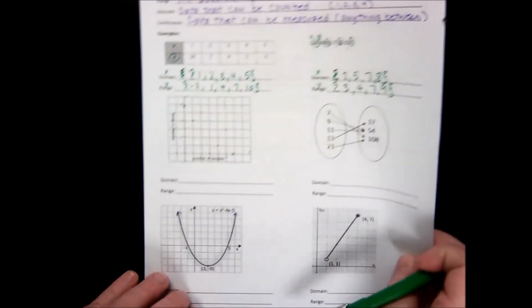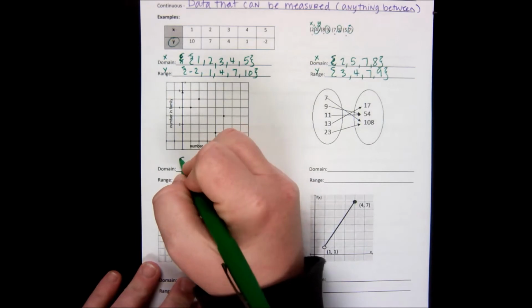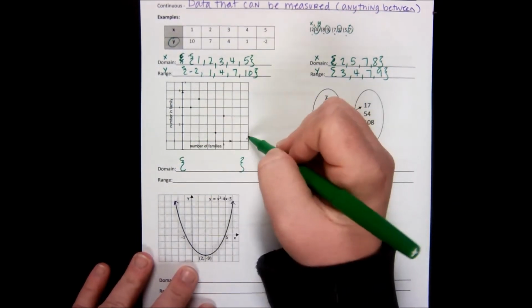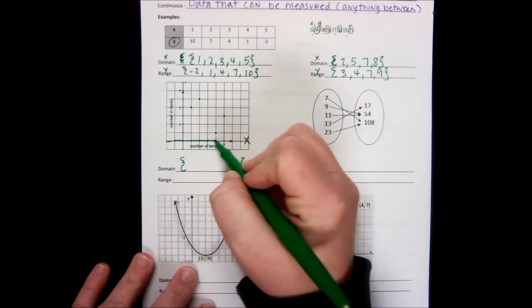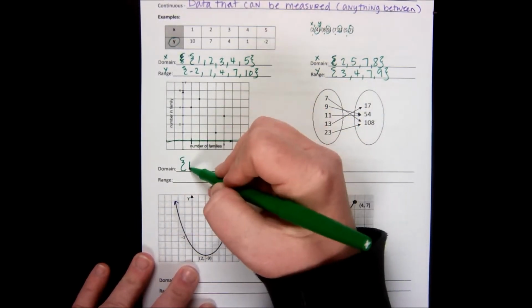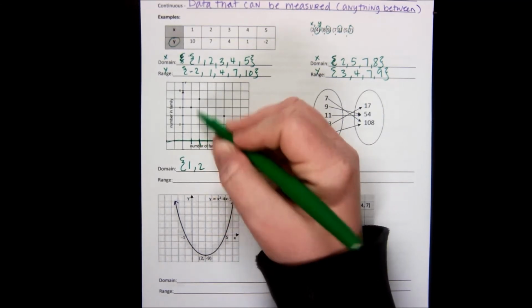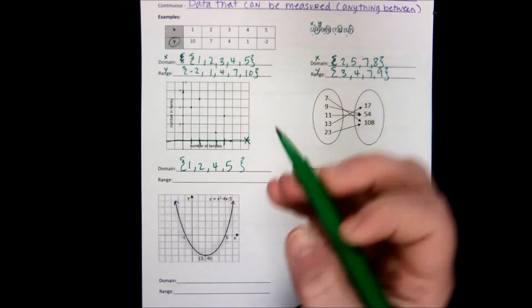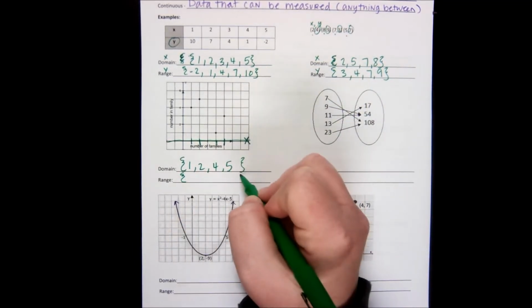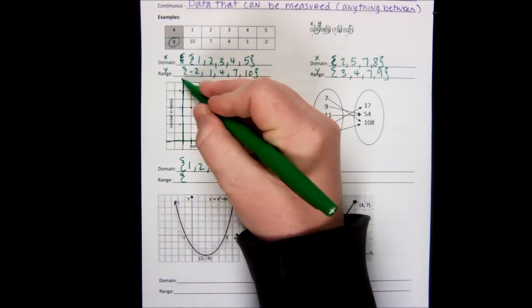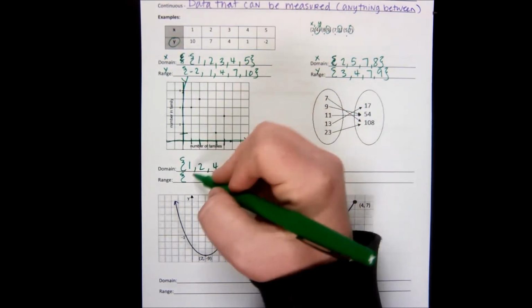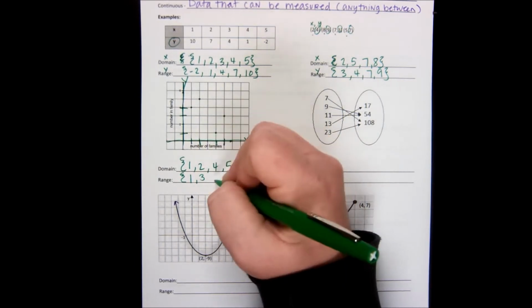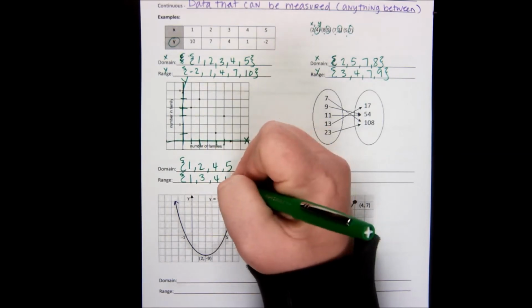So let's look at a discrete graph. Still listing points because it's not continuous, it's not a fluid motion. I'm looking at my x-axis for domain, so that would be these numbers right here. And I have a point at 1, a point at 2, a point at 4, and a point at 5. When I look at my range, I'm looking at my y-axis. So I have a point at 1. I don't have one at 2, but I have one at 3, 4, and 5.